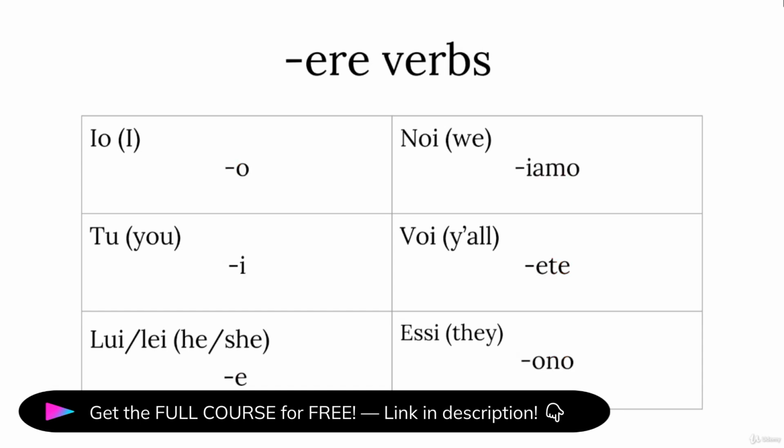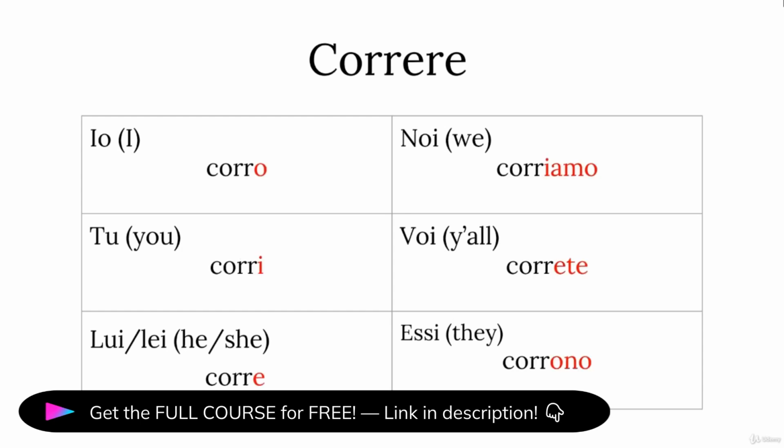So the verbs that end with ere. Okay? As you might notice, there are some tiny differences for the desinences. For example, lui, lei, the desinence is now e in Italian. So e in English. Okay? And for example, you all, the desinence is ete. Or for they, the desinence is ono. Okay? Let's see a practical example.